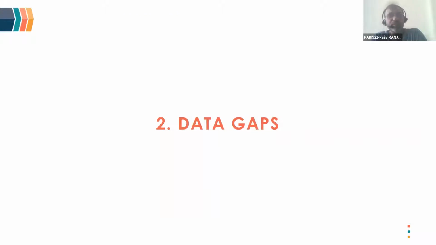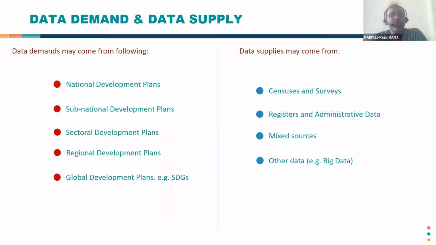So what are data gaps? The question we have here is to understand where the data demands come from, and also where the data supplies may come from. There are some examples on this slide. National development plans, as I mentioned before, sub-national development plans, sectoral development plans. All these development plans and policies have a demand for data.